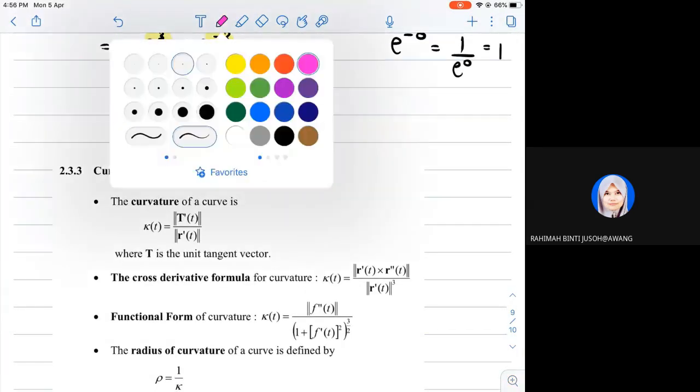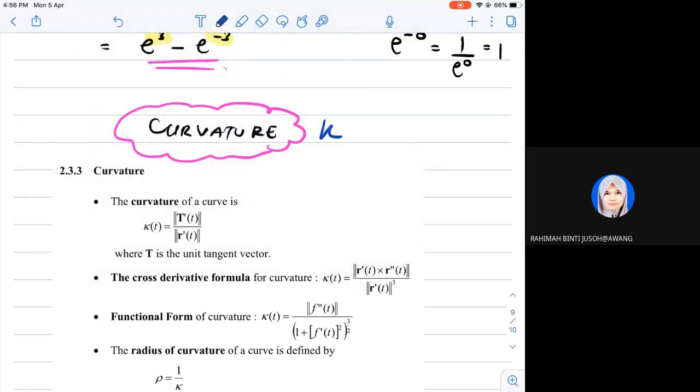Curvature formula dia adalah kappa. Macam ni. Dia bukan huruf K, tau. Dia macam ni cara tulis dia. Gitu. Okay, curvature. Kappa ni nama dia, simbol Greek. Okay, so curvature lah.